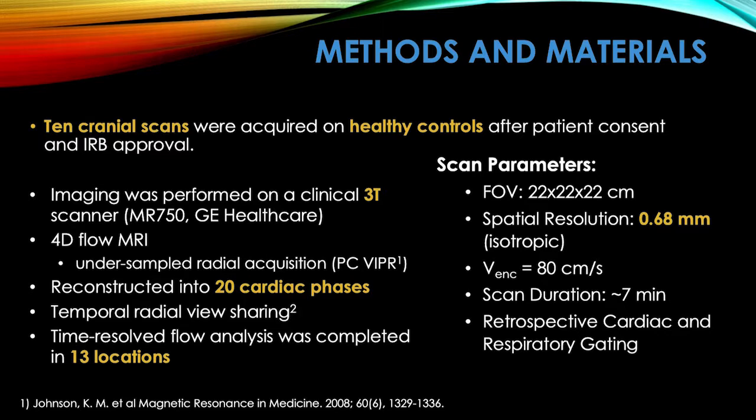So what we had is 10 cranial scans with healthy controls. We did this on a 3T system. We used 4D flow MRI with PC VIPR, and then we reconstructed those into 20 cardiac phases with temporal view sharing. We analyzed 13 different vessel locations, so this was typical with our ADRC protocol to look at arterial and venous systems. And then here are some of the scan parameters that we use, so isotropic spatial resolution of 0.68, and about a 7 minute scan, which we use pretty much clinically.